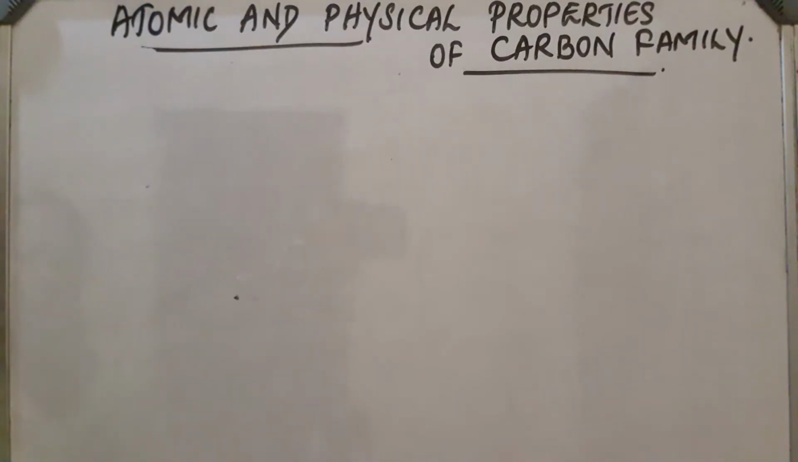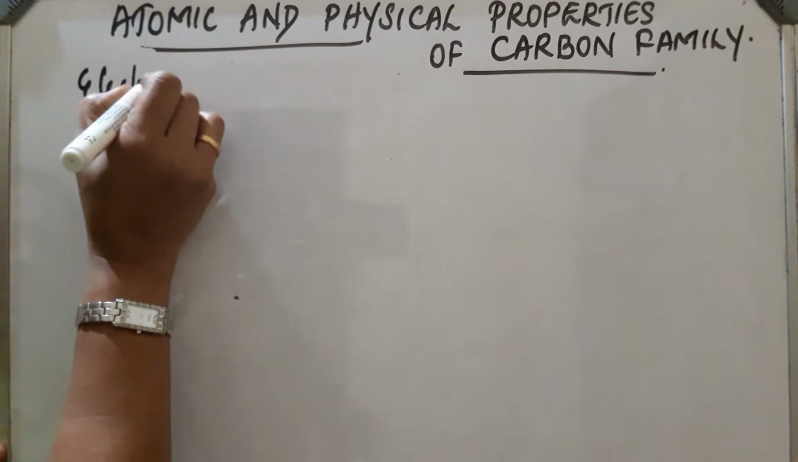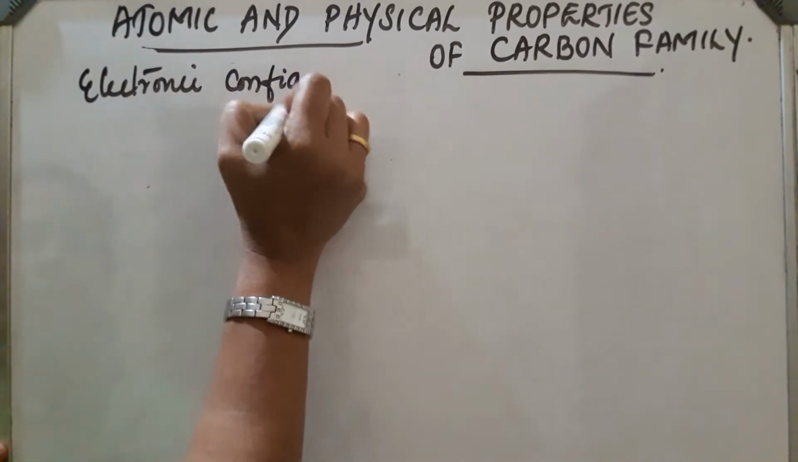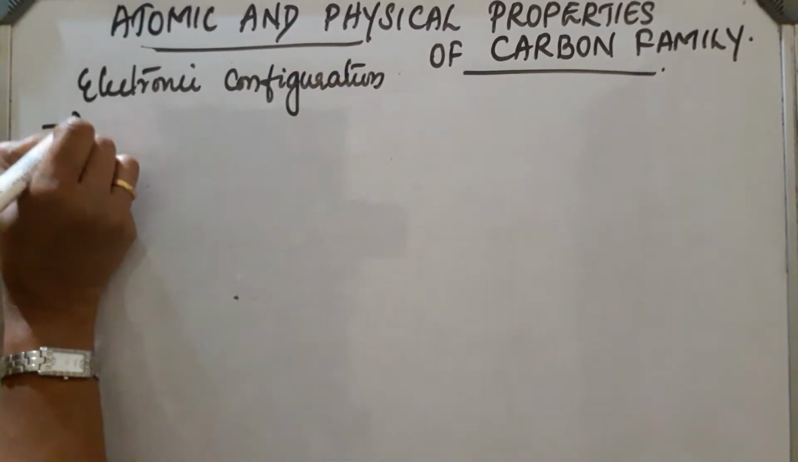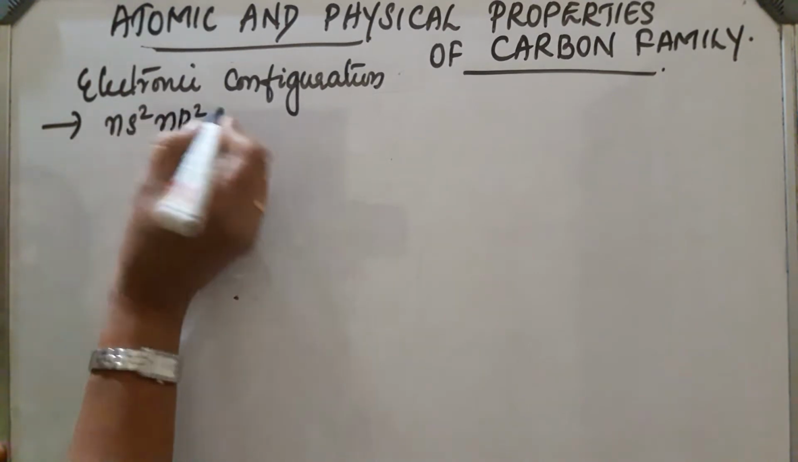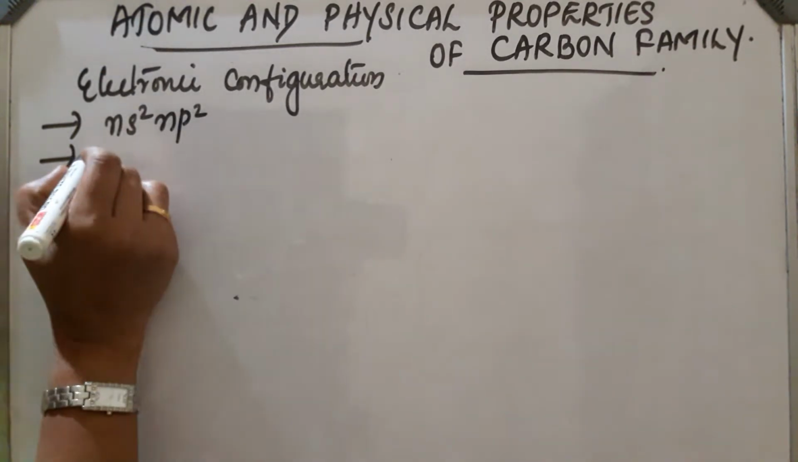Atomic and physical properties of carbon family. First, electronic configuration. Valence shell electronic configuration is ns2, np2. Inner core electrons are also reflected in their properties.